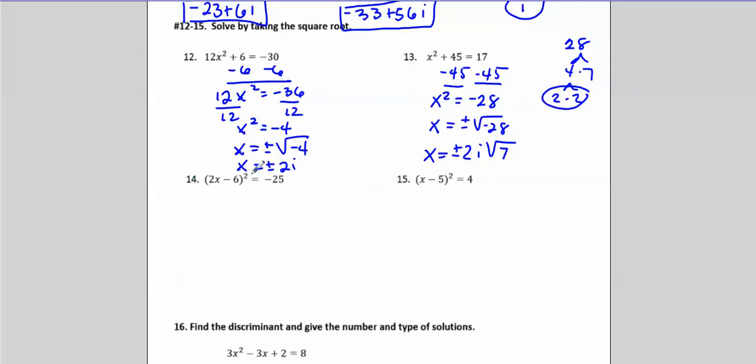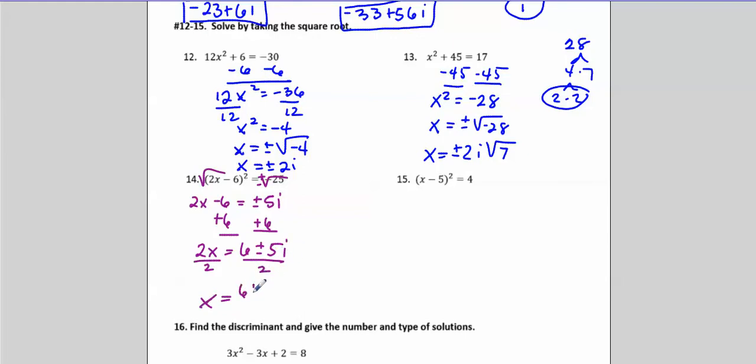Okay, in problem 14, the squared term is already isolated, so I'm just going to square root both sides, and then plus or minus the square root of -25. I have 2x minus 6 equals plus or minus 5i. I'm going to add 6 to both sides. 2x equals 6 plus or minus 5i, and divide by 2. So x is going to equal, these are two separate terms, but this one won't simplify, so I'm going to just leave it as x equals 6 plus or minus 5i over 2.